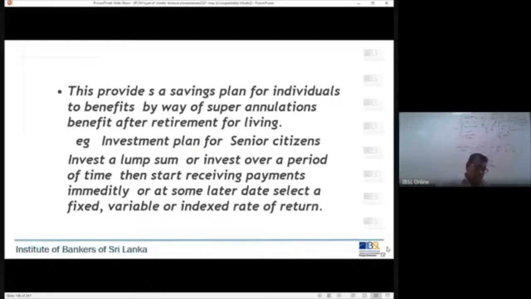I have 100,000 rupees. So say 1 million. Now I am 50 years old.